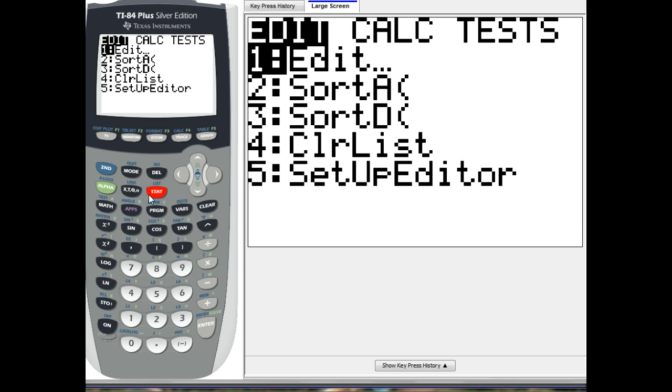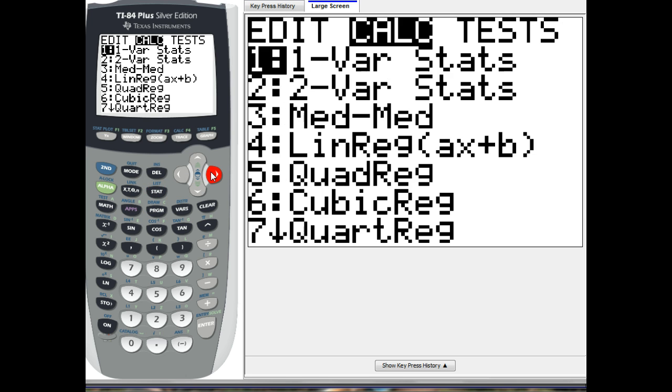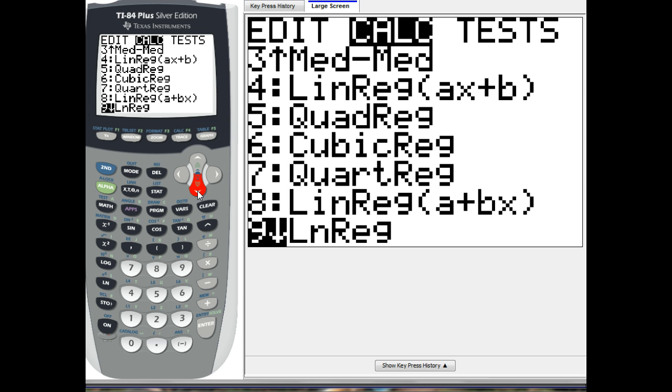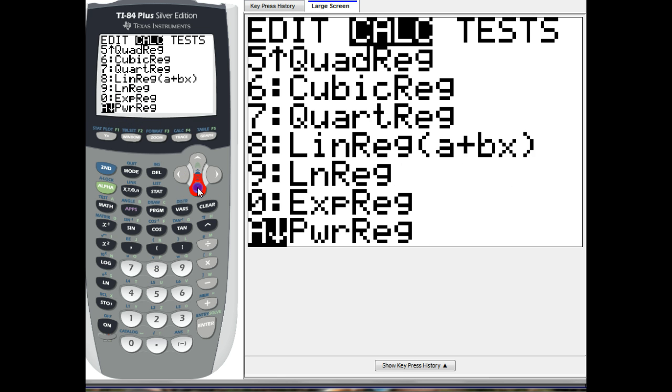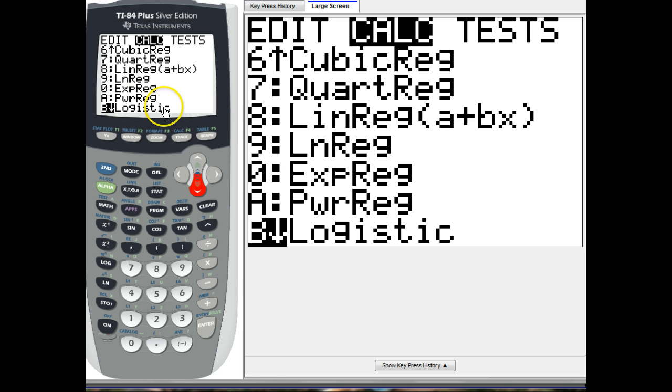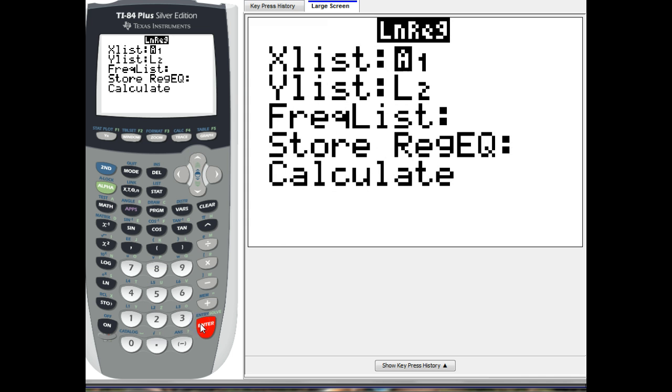So we're going to go to Stat, go to Calc. You're going to notice lots of options that end in REG, the regressions. There's a linear, quadratic. This is the one we want, choice 9, natural log. Do not choose choice B, logistic. We will never use that in this course. The only logarithmic regression you have is ln, natural log. So choose that. Make sure there's no frequency list.